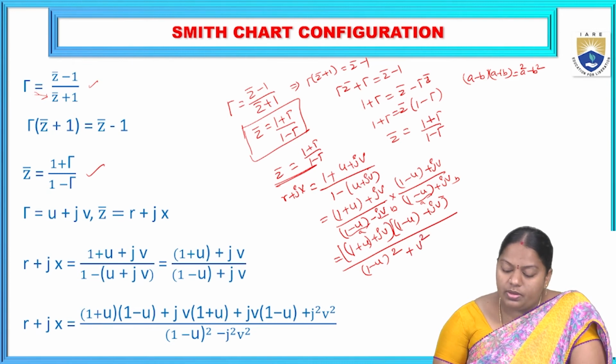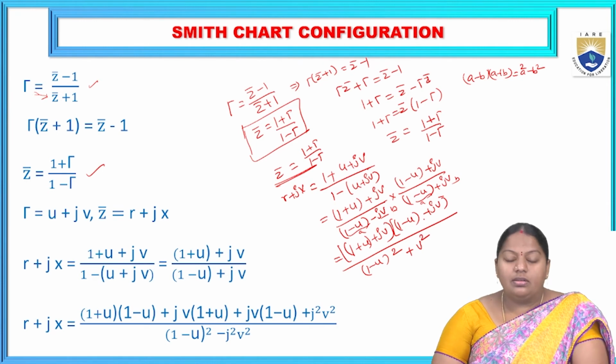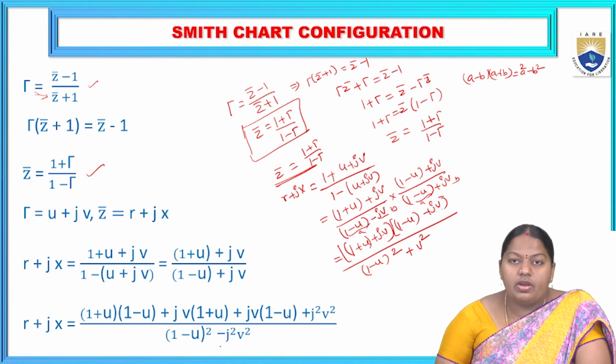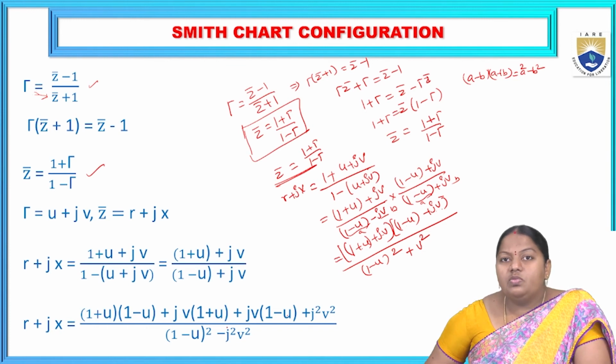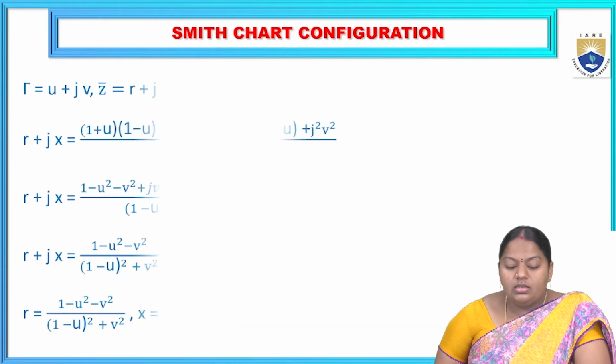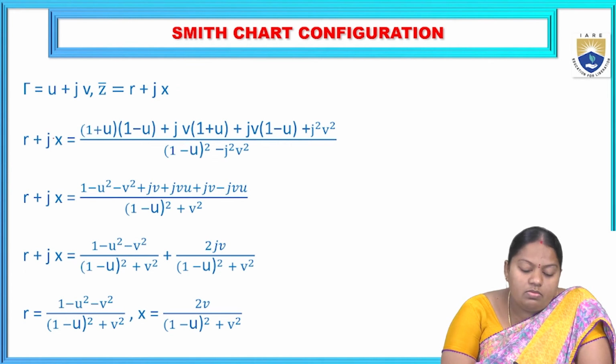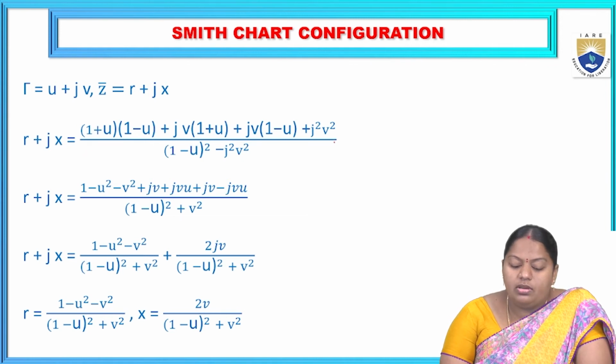Okay. Now cross multiplication of numerator terms becomes, see, (1 plus u) into (1 minus u) as the first term. And (1 plus u) into jv as the second, and (1 minus u) into jv as the third, and jv into jv means j square into v square, by, in the denominator, (1 minus u) whole square minus j square into v square becomes plus v square. See here, gamma equal to u plus jv and z bar equal to r plus jx.